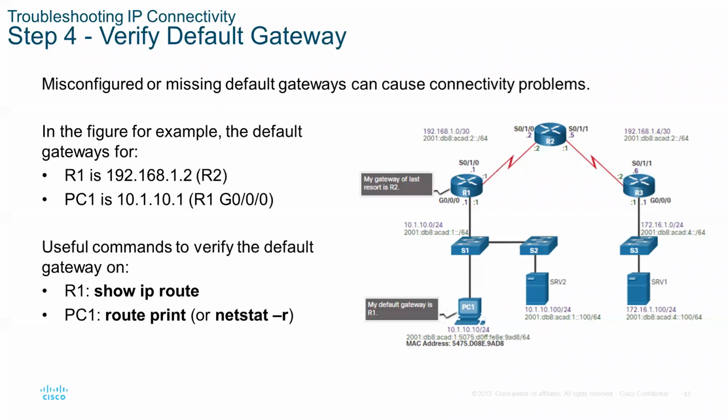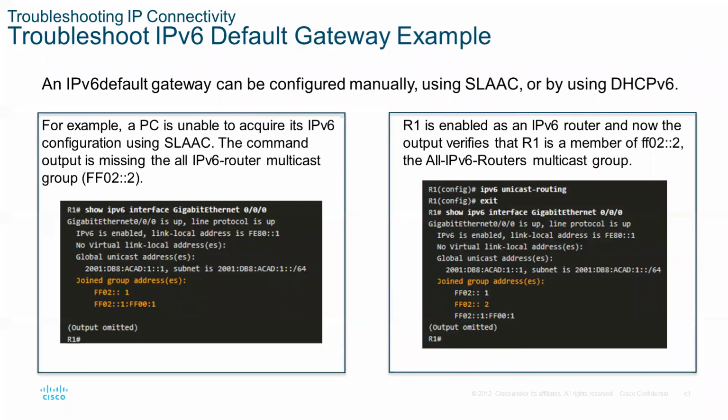How do I verify this? From PC1's perspective, a route print or a netstat -r, and in the case of the router, show ip route. These commands can be used in both versions, IPv6 and IPv4. You know that the difference between the command structures that we use are basically just the IP and IPv6.